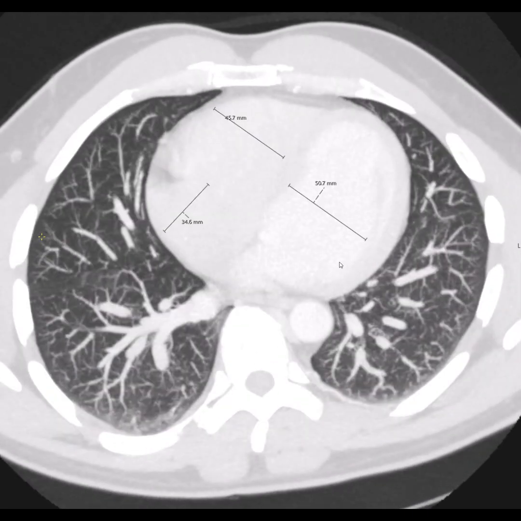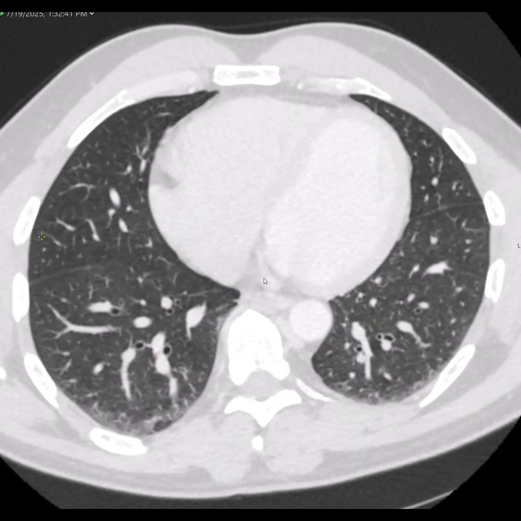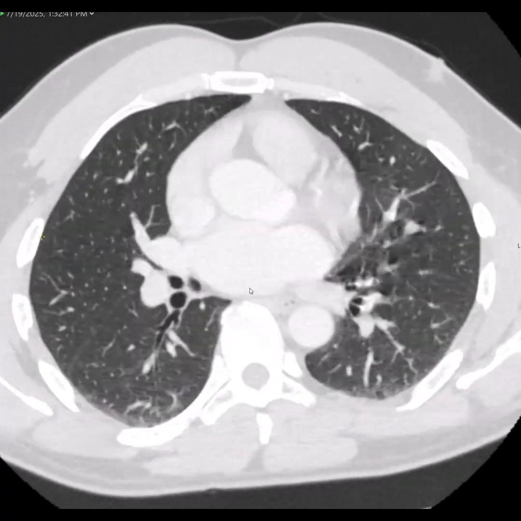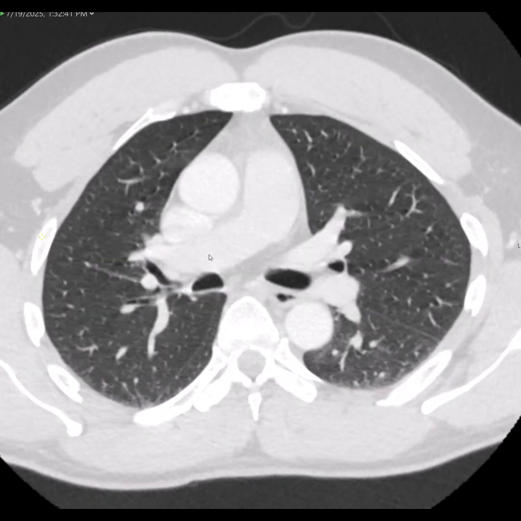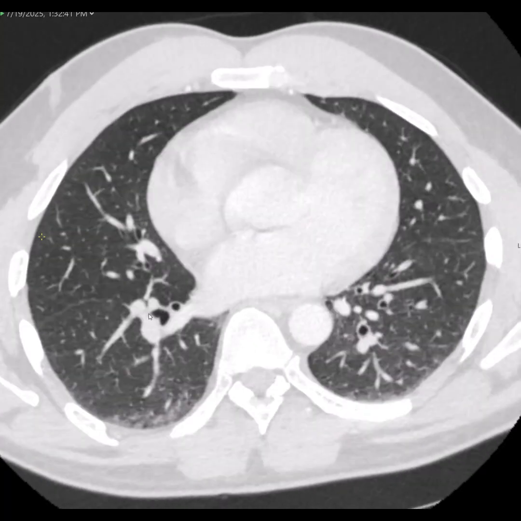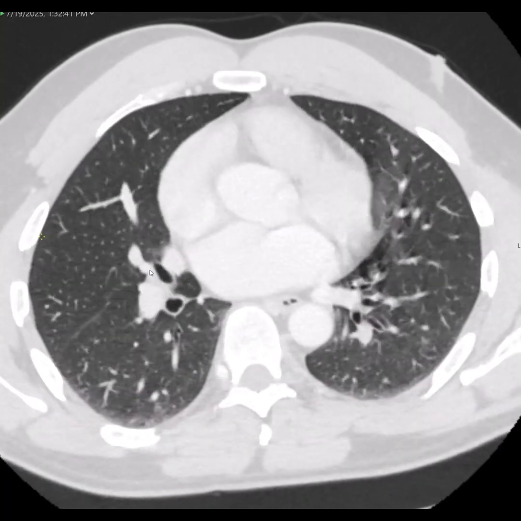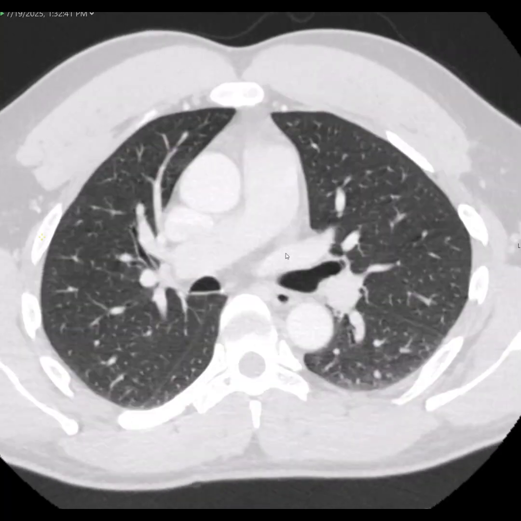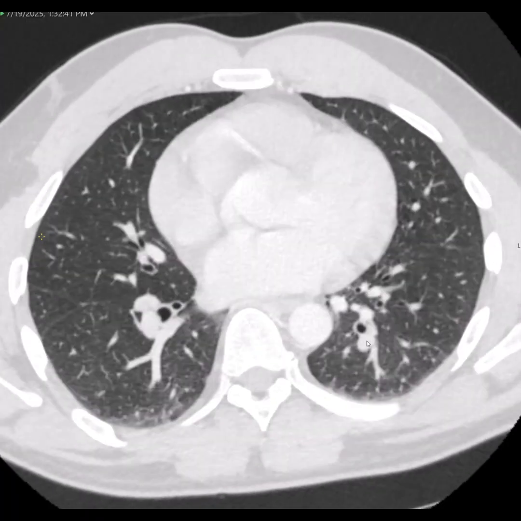Next, you can turn off the MIP, go back to your regular window, and just follow the contour of the pulmonary artery down, looking for any filling defects suggestive of emboli. This isn't a CTPA study, so the slice thickness isn't thin enough to really get good definition on all the subsegmental arteries. We want to look at the segmental ones at least.